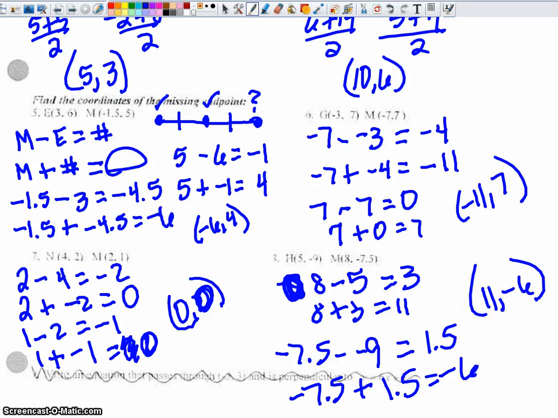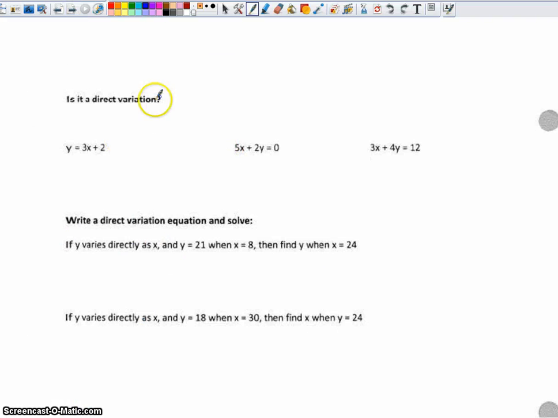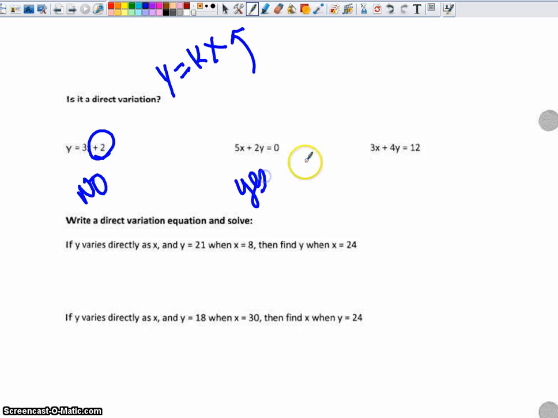Okay, so that's the new stuff. You're also going to have some review stuff on your worksheet. Yesterday we talked about direct variation. It is direct variation if it is in the form y equal kx. There cannot be a y-intercept. You cannot have a constant down here. So is this a direct variation? No, because we have a constant. Is this a direct variation? Yes, because our constant is 0, which means there's not one. Is this a direct variation? No, because we have a constant.